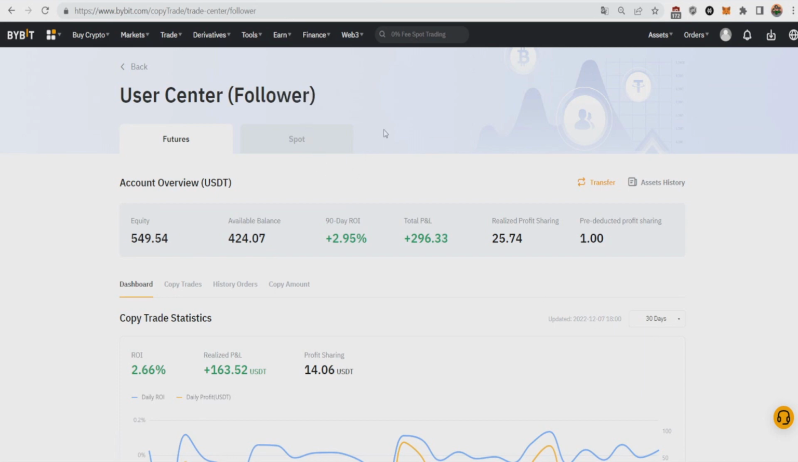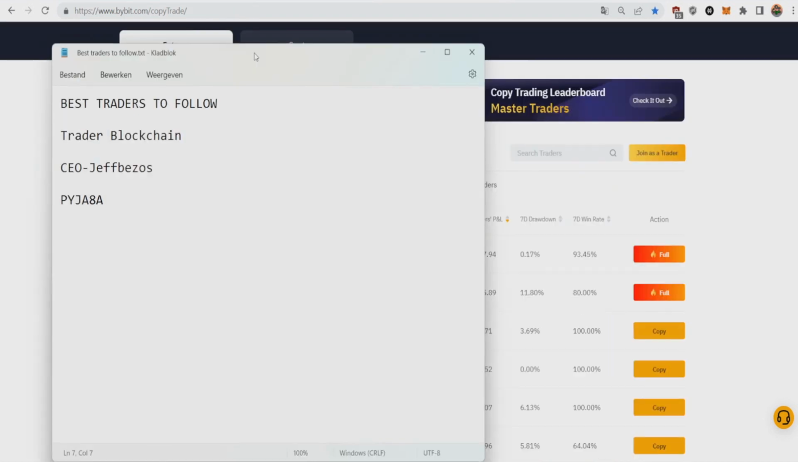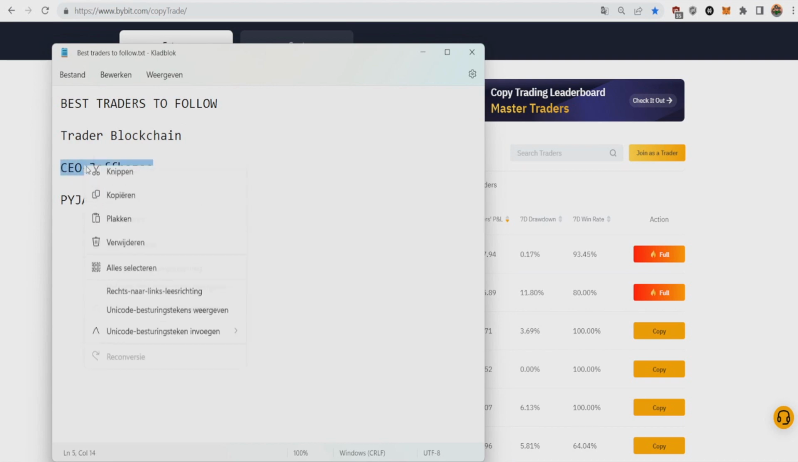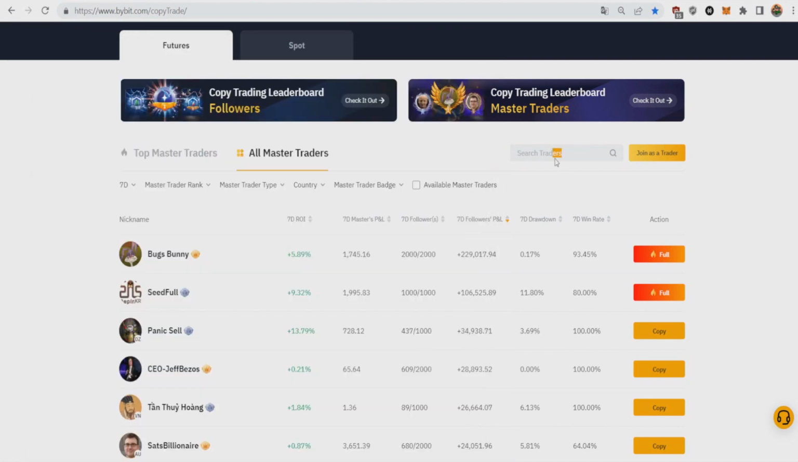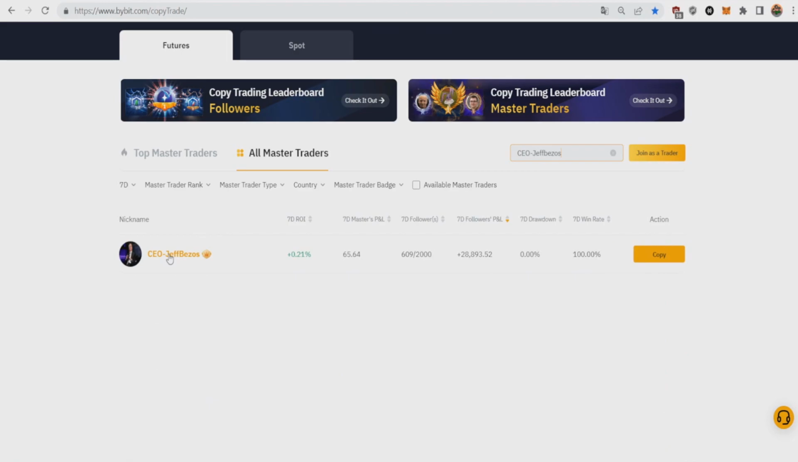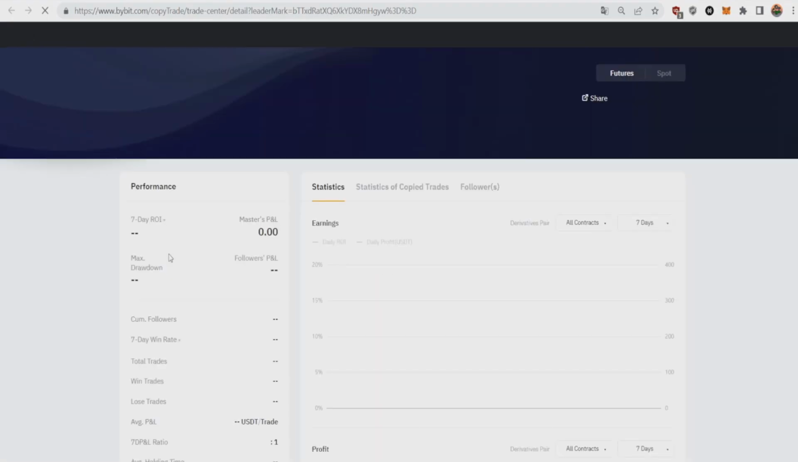I'm going to show you 2 more master traders and how much profit you can make with them. So the next trader on our list is CEO Jeff Bezos. Even though that's a funny name, this guy knows how to trade. So if we just paste his name in here, guys, we can see CEO Jeff Bezos. What are his stats, guys? This guy is even better.